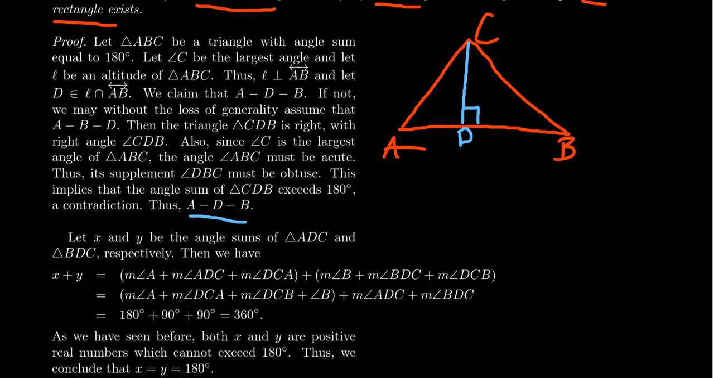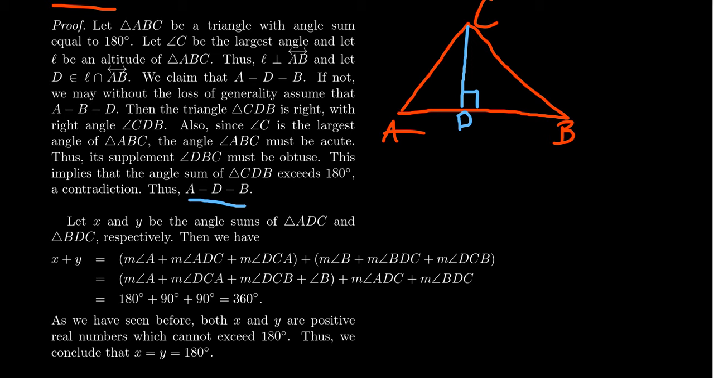All right, I'm going to slide this up a little bit. So we've dissected our triangle into two pieces. We're going to let the angle sum of ADC be called X, and the angle sum of BCD we're going to call Y. So in these triangles, let's play around with some angle sums. If we look at just X for a moment, that comes from the angle A, the angle ADC, and the angle DCA. The angle sum Y comes from the angle B, the angle BDC, and the angle DCB.